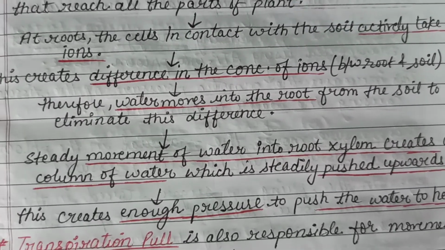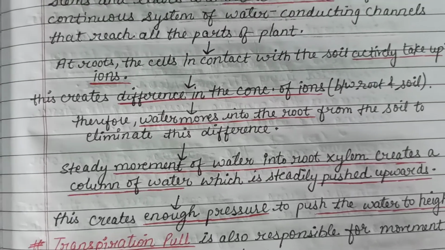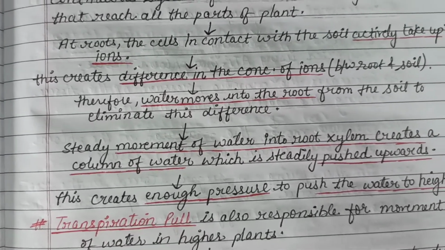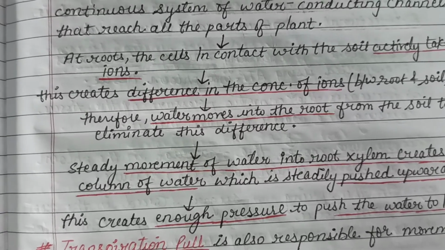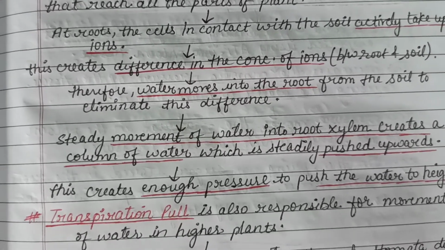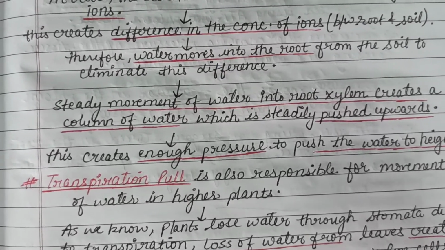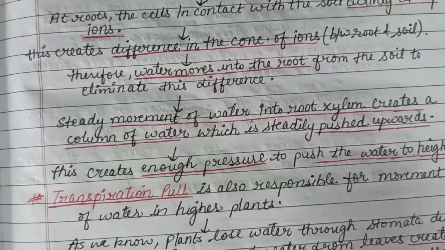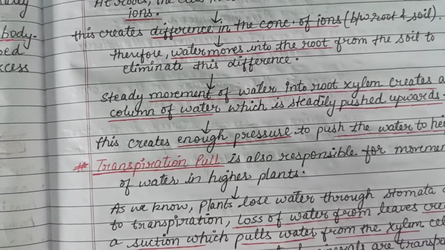So water along with the minerals will start entering into the root from the soil, and steady movement of water into the root xylem creates a column of water which is steadily pushed upwards, right? And this creates enough pressure to push the water to heights in the plant. And one more force which is called transpiration pull.